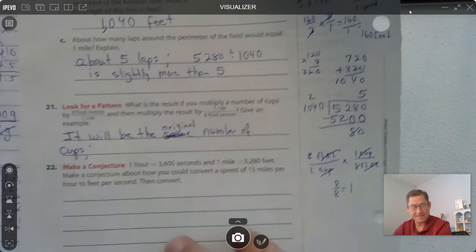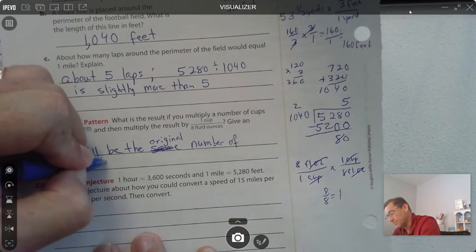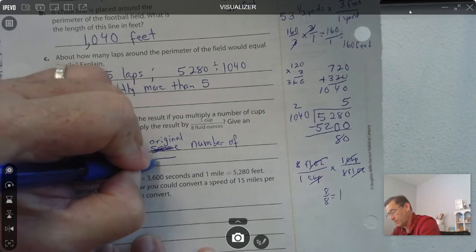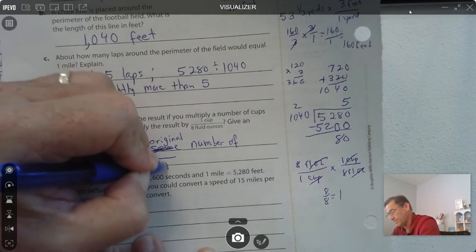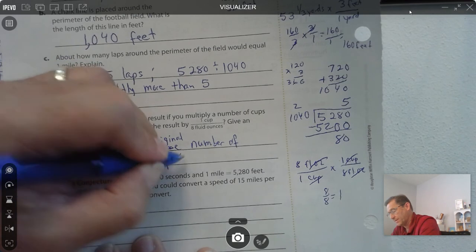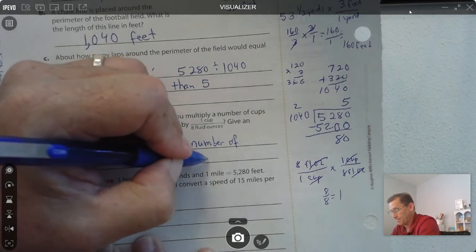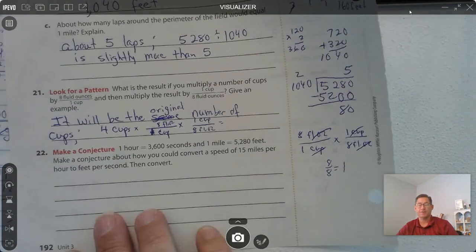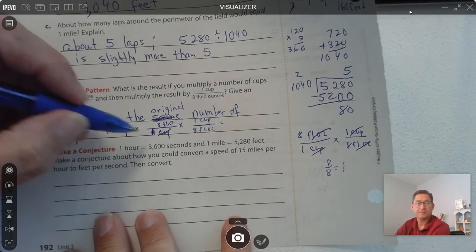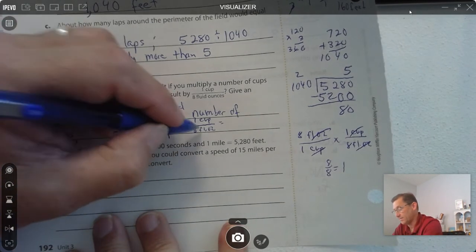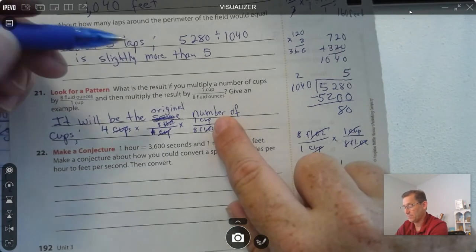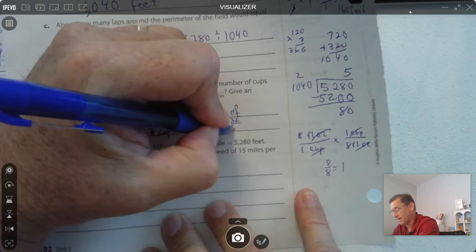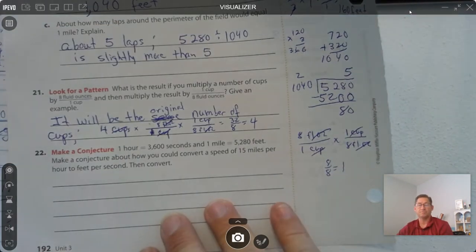So our example could be, I don't know, let's say we start with 4 cups. So we're going to have 4 cups times 8 fluid ounces per 1 cup, times 1 cup per 8 fluid ounces. So yes, we notice that those cups divide out, the fluid ounces divide out. I'm left with cups, and 4 times 8 is 32. Divide by 8, I'm back to 4.